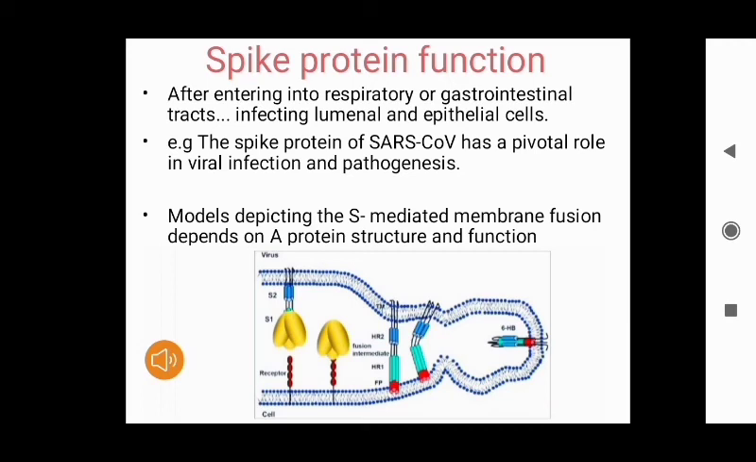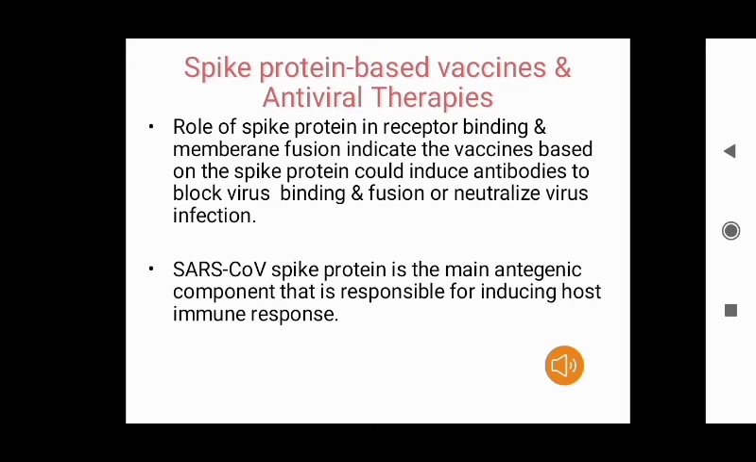In the next step, the fusion peptide FP is intercalated into the host cell membrane. This is the fusion intermediate stage. In the third stage, the part of the S protein nearest to the virus membrane refolds onto a heptad repeat 1, that is HR1, core to form the 6 helix bundle, that is 6HB, which is the final post-fusion configuration of the S2 protein. Now finally we come to the spike protein based vaccines and antiviral therapies.